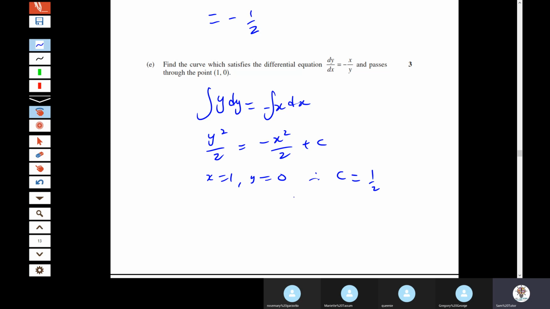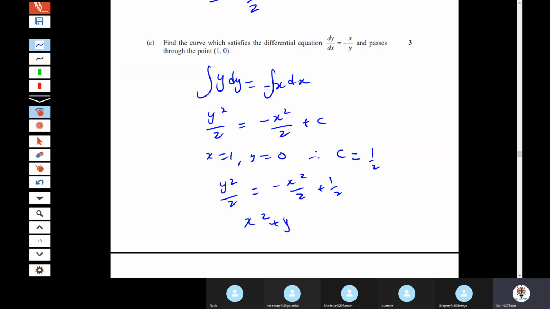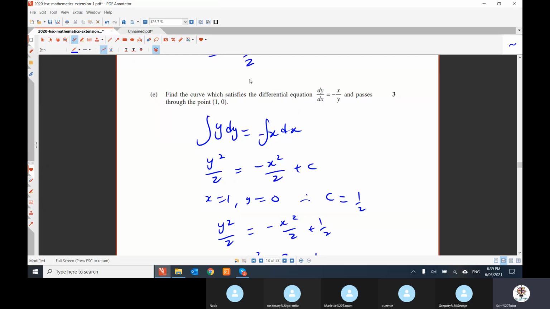And we're done. It says find the curve. What kind of curve is it, you guys? It's a circle. 3 marks. Oh, easy.